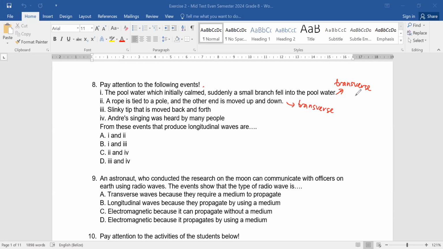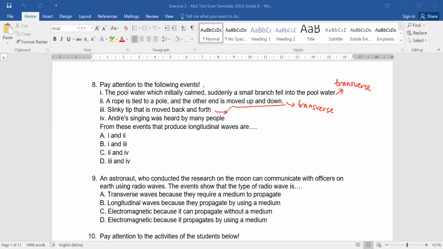As you remember, the direction of this rope is horizontal, and the direction of the vibration that you give when it's moved up and down is vertical, right? When the direction of the propagation and the direction of the vibration are perpendicular, you get a transverse wave. All right, then the next one, the slinky that is moved back and forth.